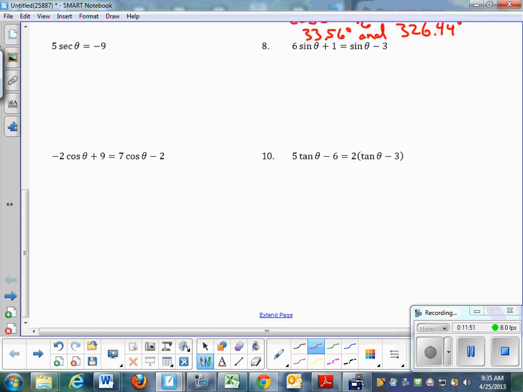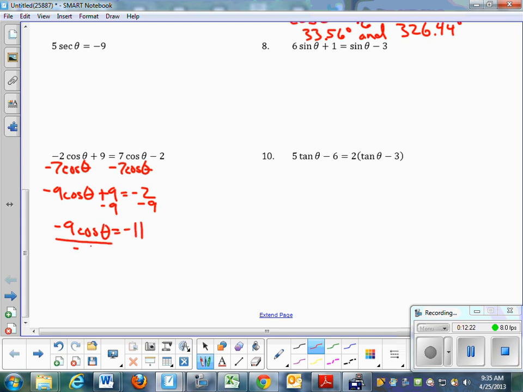Number 9. We have negative 2 cosine of theta plus 9 is equal to 7 cosine of theta minus 2. All we're going to do is just combine like terms. So I'm going to subtract 7 cosine of theta. And I get negative 9 cosine of theta plus 9 is equal to negative 2. Now what? Subtract the 9. Negative 9 cosine of theta is equal to negative 11. Now what? Divide by negative 9. Cosine of theta is equal to 11 over 9.